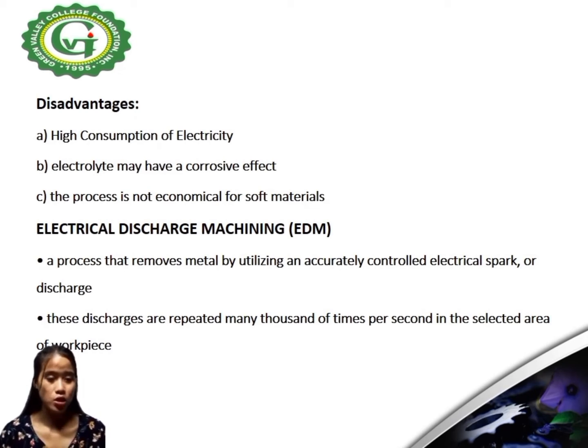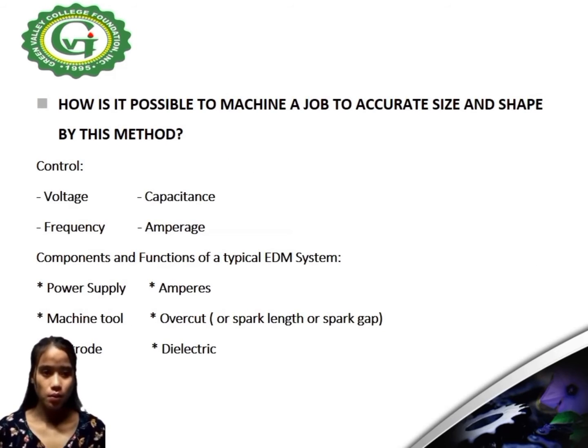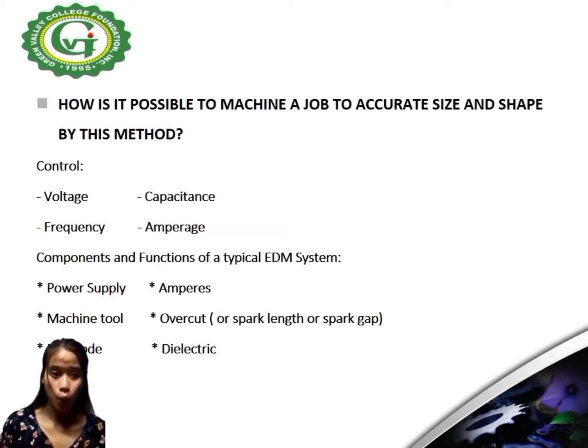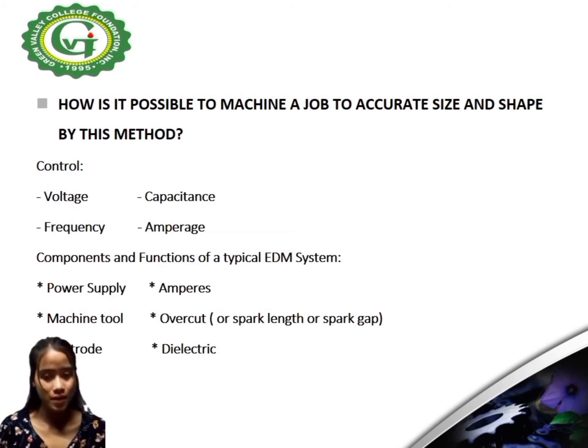The electrical discharge machining, also known as EDM, is a process that removes metal by utilizing an accurately controlled electrical spark or discharge. These discharges are repeated many thousands of times per second in the selected area of the workpiece. So how is it possible to machine a job to accurate size and shape by this method? Well, you need to have full control of the voltage, the amperage, the capacitance, and the frequency. By this, the shape of an electrode tool can be imparted to the job. This can be done either as a through hole or as a cavity impression. Both roughing and finishing cuts can be made by this process.